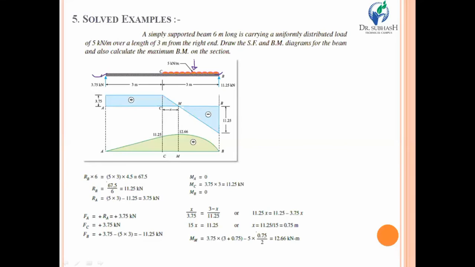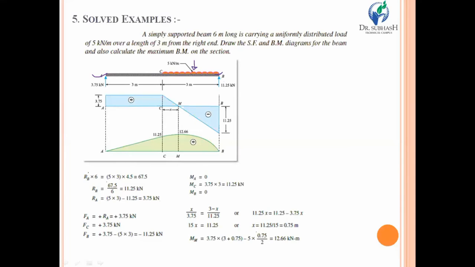Because a 5 kilonewton per meter UDL acts, definitely both support A and support B will offer a reaction force in the vertical direction. So the first step of your calculation should be to calculate the reactions at both of the supports, and it's very easy.